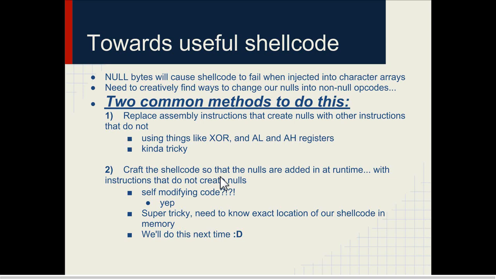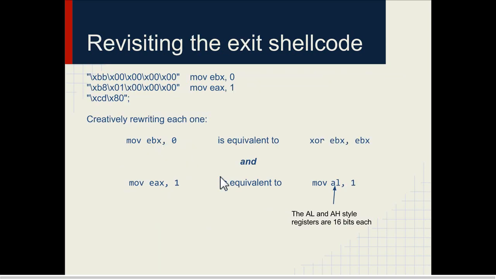Basically, we want to craft shellcode so that nulls are added in at runtime with instructions that do not create nulls themselves. So our shellcode has to modify itself while it's running. This can be really tricky because you need to know the exact location of your shellcode in memory, or play around with tricks so that you can address things relatively and make it position independent. We'll get to this; we're largely going to work with self-modifying code next time, but I have an example this time.